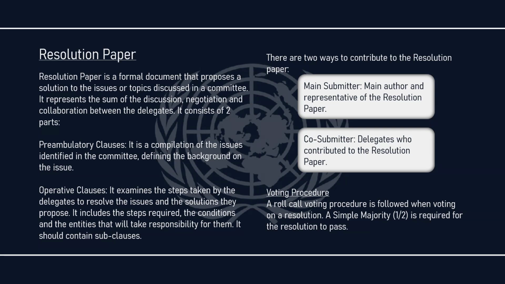There are 2 ways to contribute to the resolution paper. The main submitter is the main author and the representative of the resolution paper. Co-submitters are delegates who contributed to the resolution paper. The voting procedure for a resolution paper is a roll call voting procedure. A simple majority, aka half of the committee, is required for the resolution to pass.